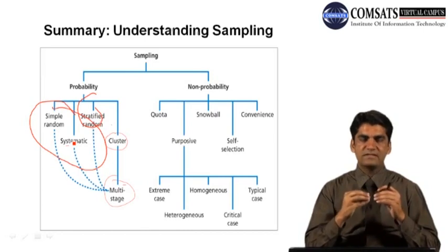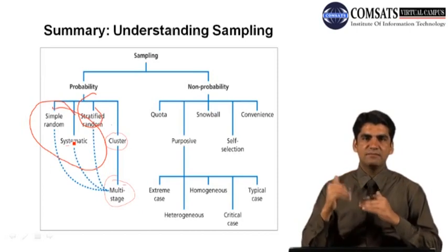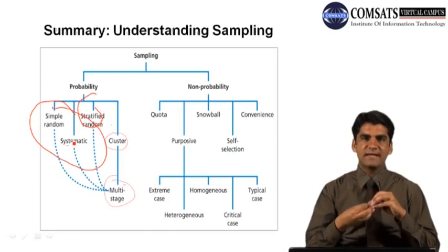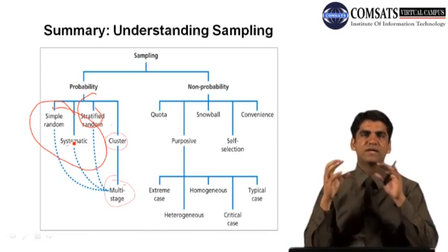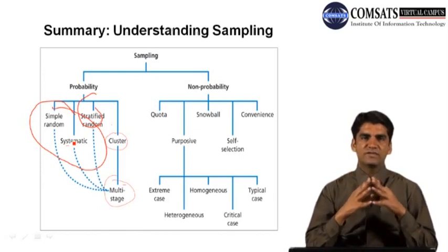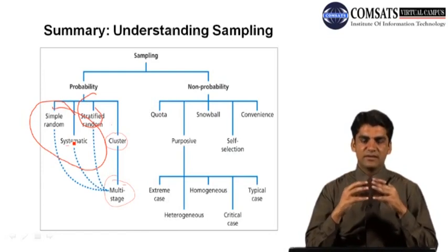Stratified random sampling, we have already discussed, is where you divide your sample into strata, and based on the strata you do simple random or systematic random sampling to collect data. Then in cluster sampling you group them differently, you make clusters of each group, and out of those clusters you select a few based on simple random sampling, and then you collect data.